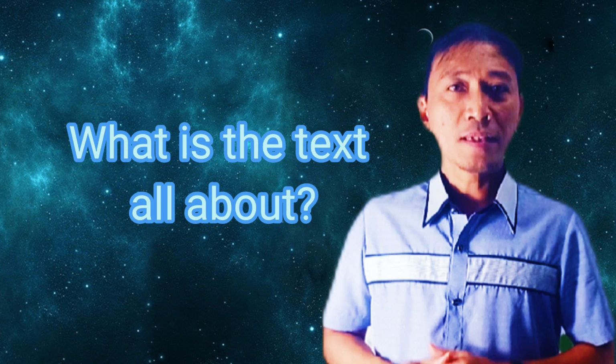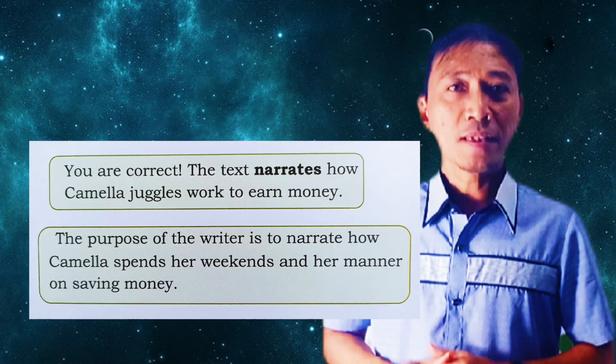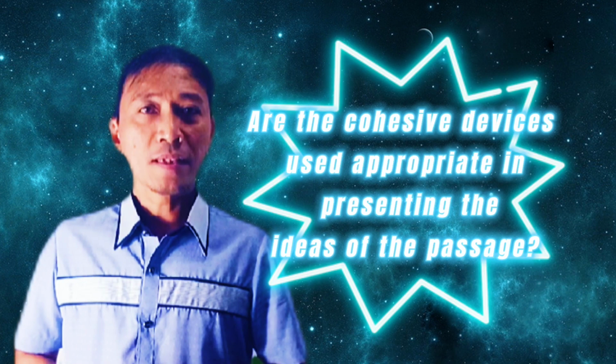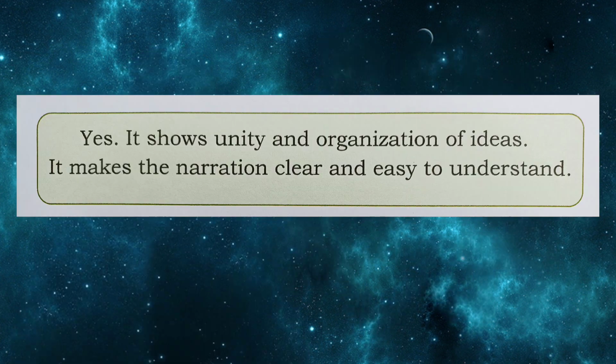What is the text all about? You are correct. The text narrates how Camelia juggles work to earn money. What is the purpose of the writer? The purpose of the writer is to narrate how Camelia spends her weekends and her manner on saving money. Are the cohesive devices used appropriate in presenting the ideas of the passage? Yes. It shows unity and organization of ideas. It makes the narration clear and easy to understand.